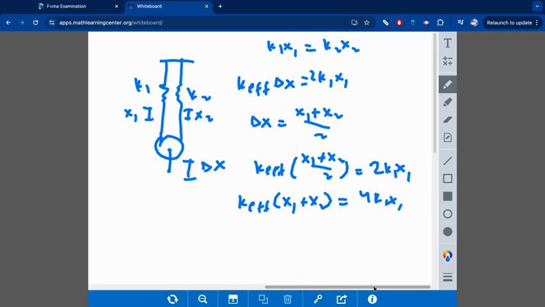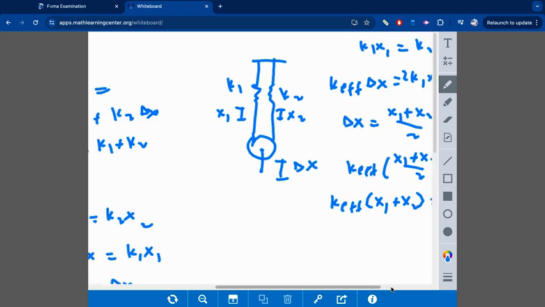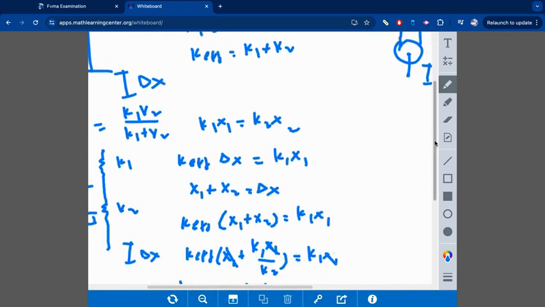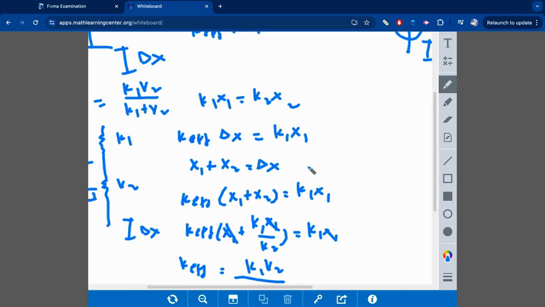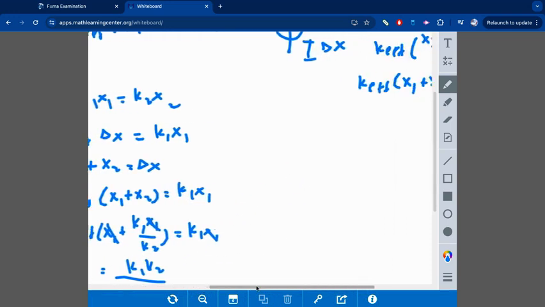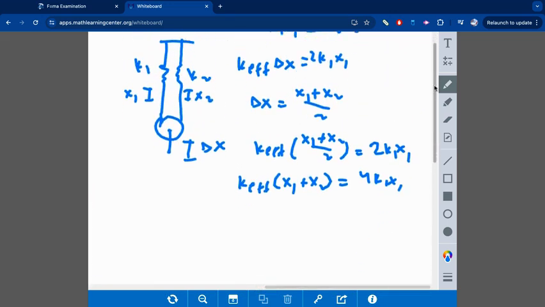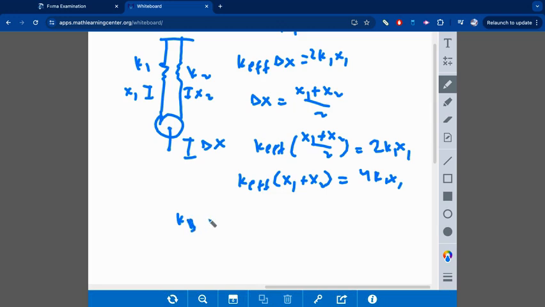Now if we look back at the previous one, we got a very similar looking expression. The only difference between this and this is that now we have 4k1 x1, which means our answer will just be 4 times what we got for kc. So kb is just going to be 4 k1 k2 over k1 plus k2.